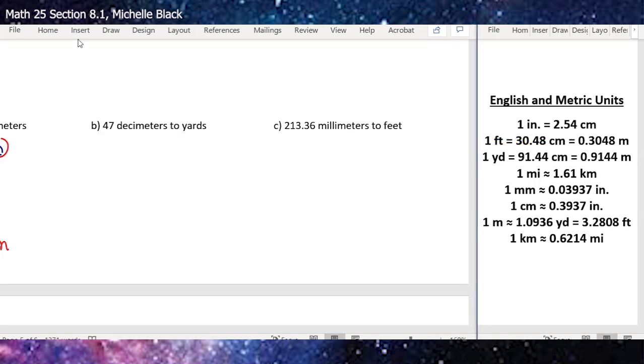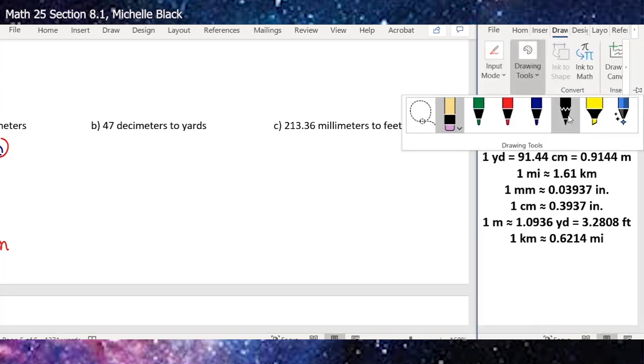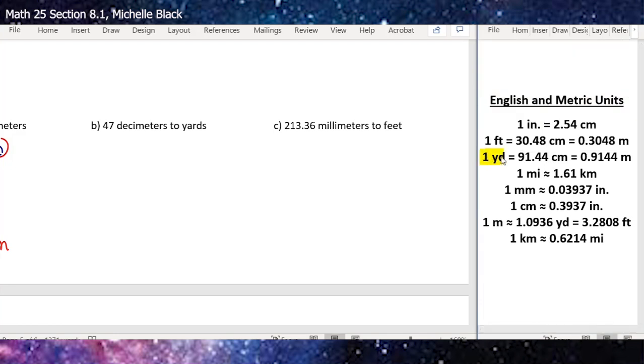Let's try part B together. This one we're doing decimeters to yards. And if I look over at my conversion chart, I don't have anything that goes from decimeters to yards, but I do have something relating yards to centimeters. Right here I have 1 yard is the same as 91.44 centimeters. So if I could start by converting decimeters to centimeters, then I could utilize this as a unit fraction.